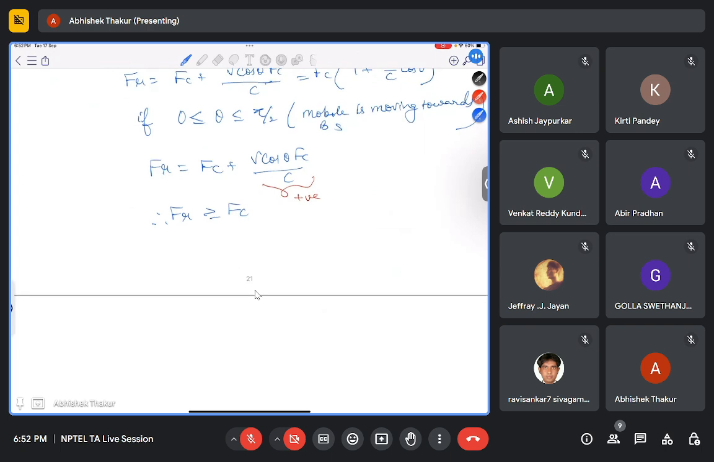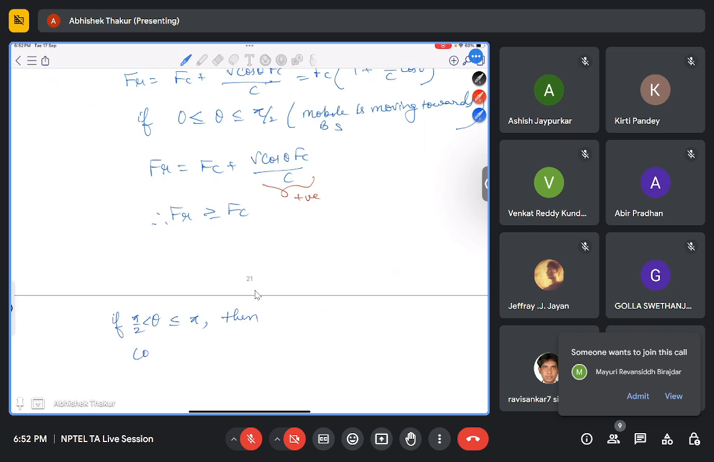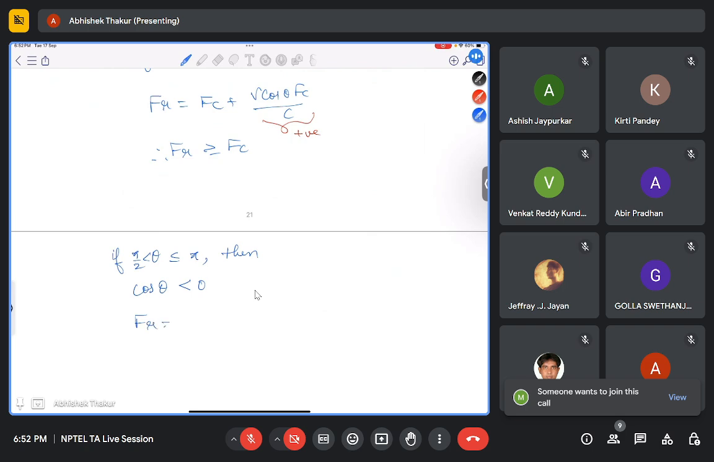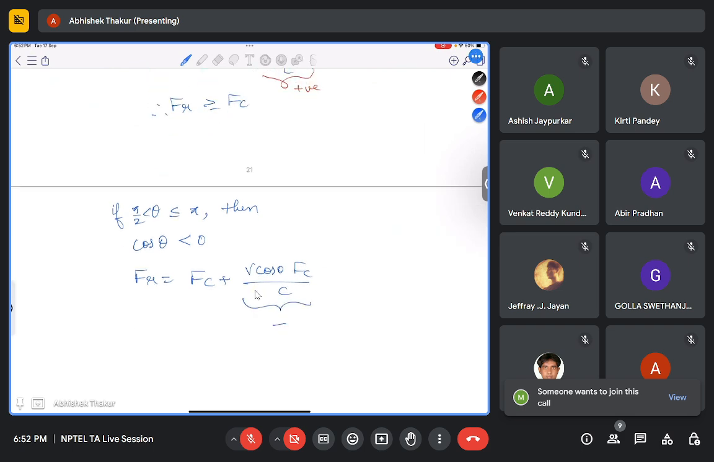So therefore the receive frequency is greater than or equal to the carrier frequency. Now in the second case, if theta is greater than pi by 2 and less than or equal to pi, then cos theta is less than 0. So the received frequency is Fc plus V cos theta Fc by C. Now this term will be negative. So Fr is less than Fc.